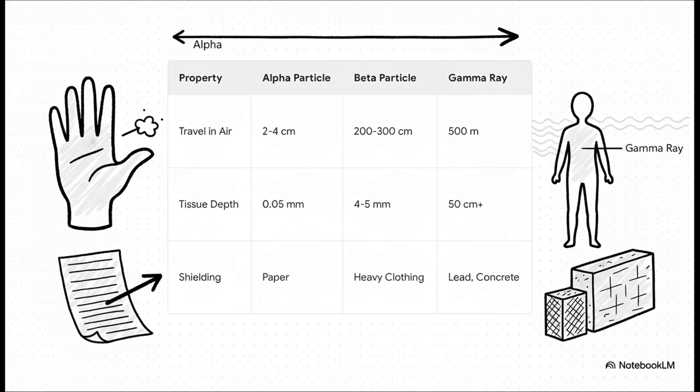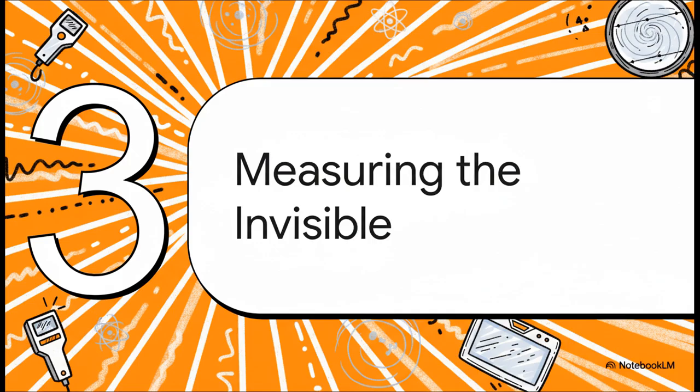This is why different types of radiation pose such different kinds of risks. Okay, so if radiation is this invisible force, how in the world do we detect it?